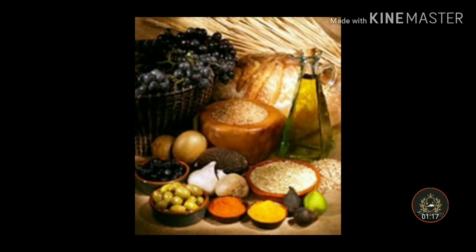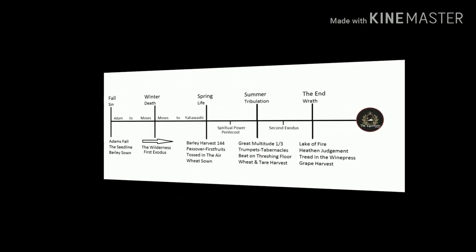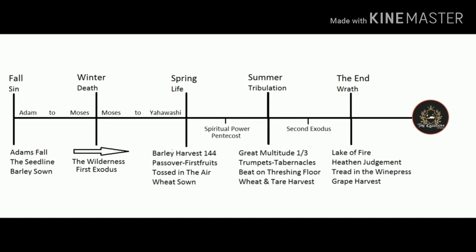So without further ado, let's go into the lesson and we'll get into it. This chart that I created is going to help us track the harvest, okay? Because you can't plant anything or grow anything unless you know the seasons. As you can see in this chart, the seasons are there at the top: the fall, the winter, the spring, the summer, and then the end.